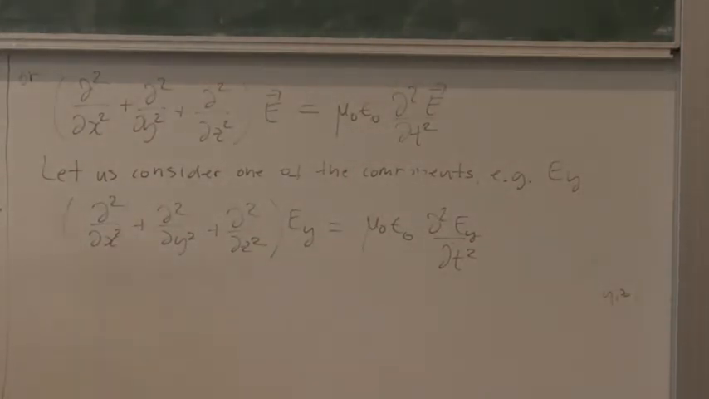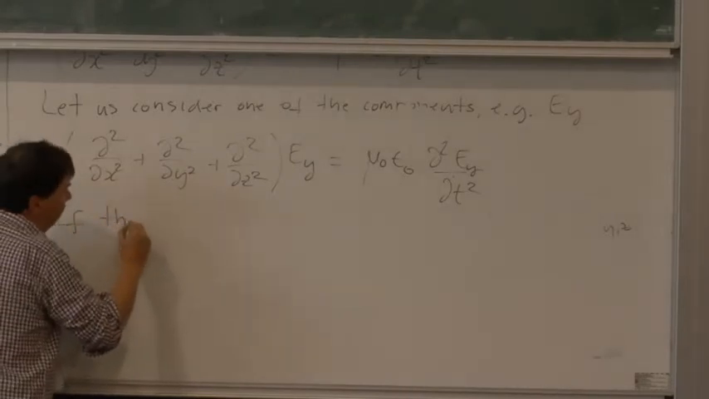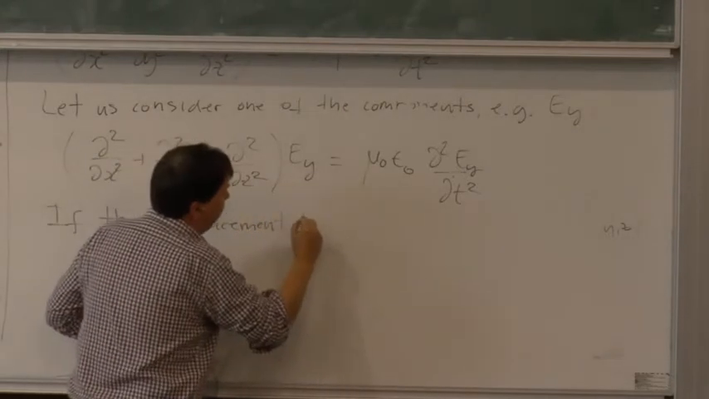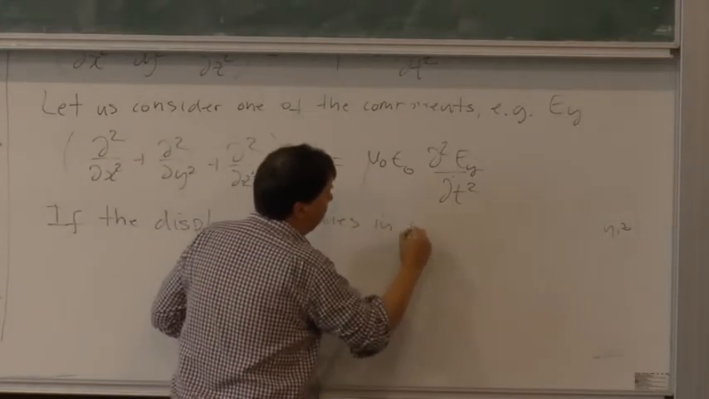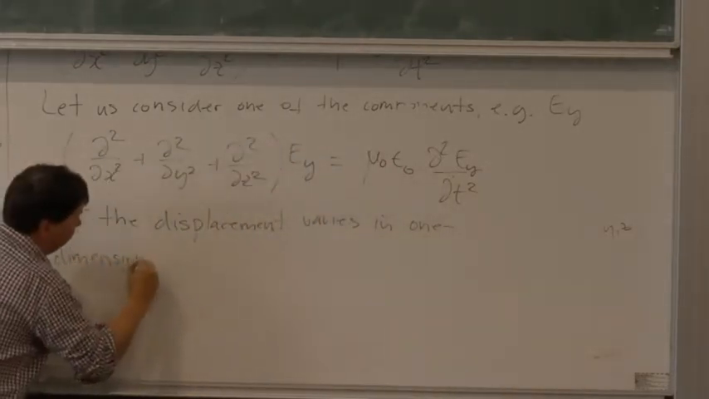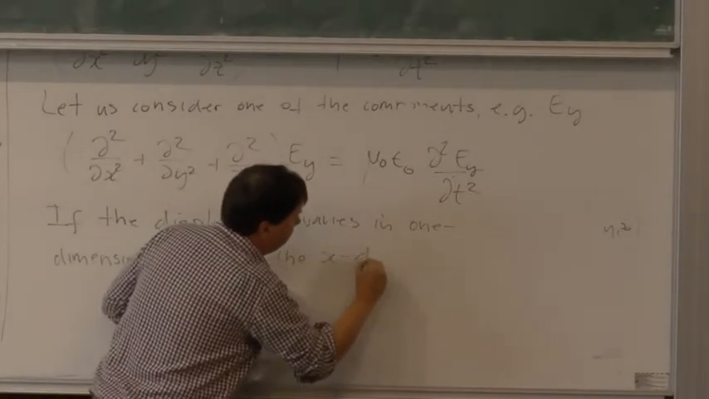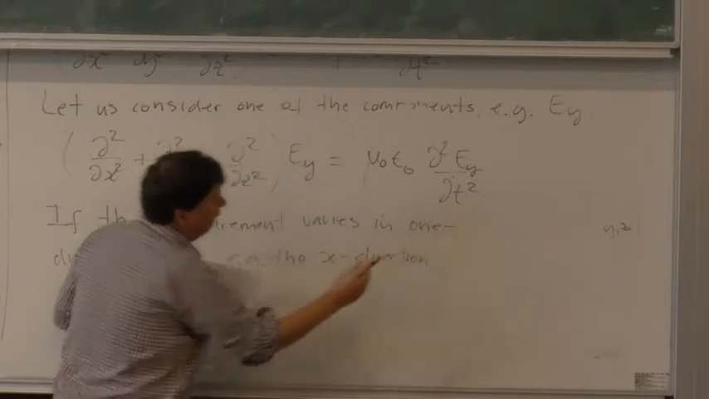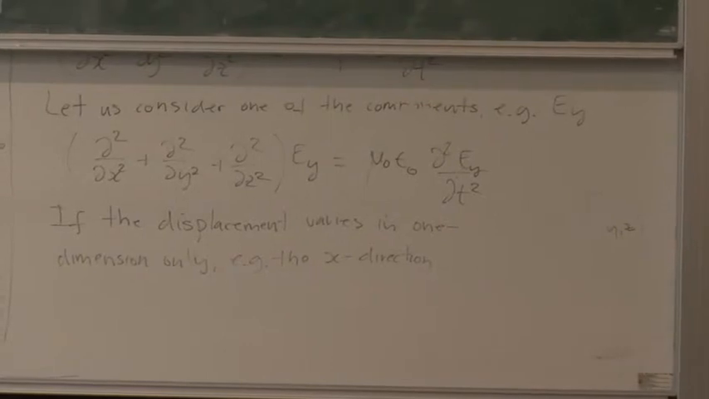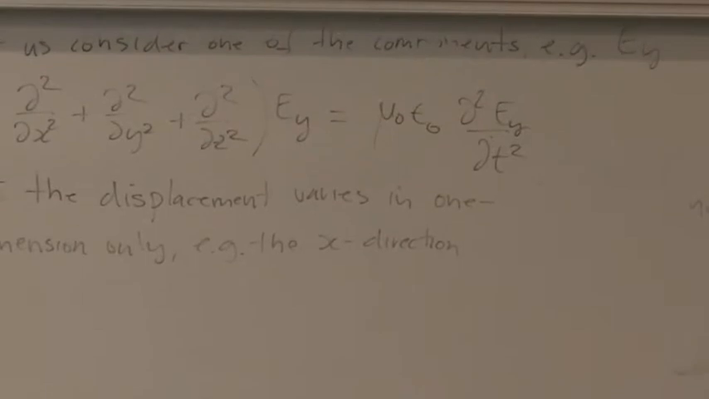So if the displacement varies in one dimension only, e.g. the x direction, then I'm going to consider what are called plane waves. We'll be using these plane waves a lot when we do optics, because it makes the maths easier than doing spherical waves.